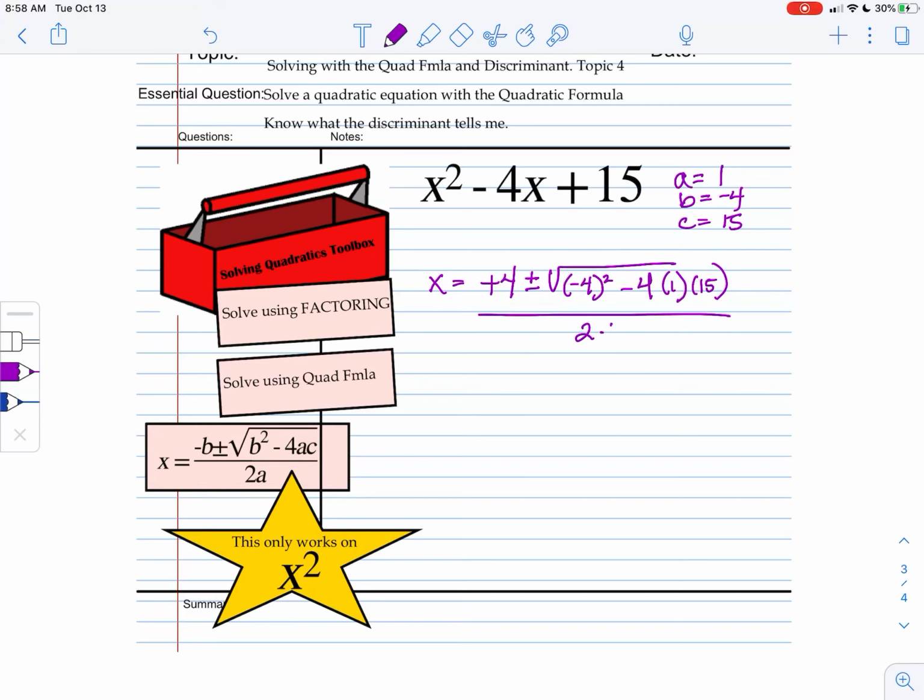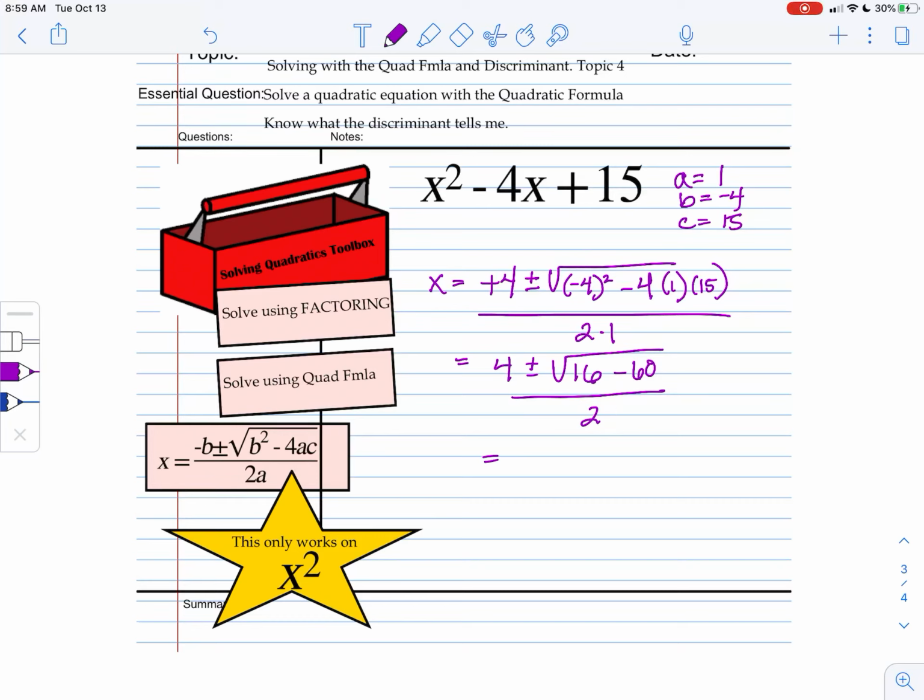All over 2 times 1. All right, let's take this one step at a time. I have 4 plus or minus the square root. This is 16, right? Negative 4 times negative 4 is 16. And then 4 times 15 is 60. So I've got 16 minus 60 all over 2 times 1, which is just 2. So I'm going to just write 2 there.